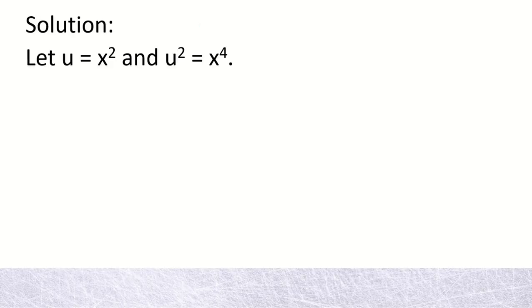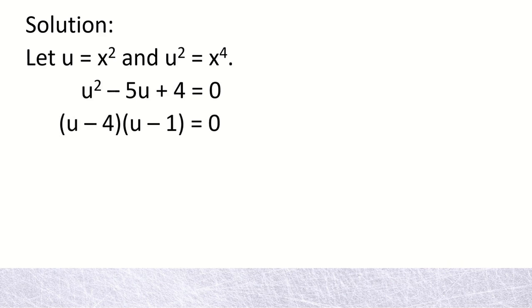Let's see. Let u equal x squared, and u squared equals x raised to the 4th power. Now, the new equation becomes u squared minus 5u plus 4 equals 0. You get the factors of 4 that when you add is negative 5. You will get negative 4 and negative 1. It becomes the quantity of u minus 4 times the quantity of u minus 1 equals 0.